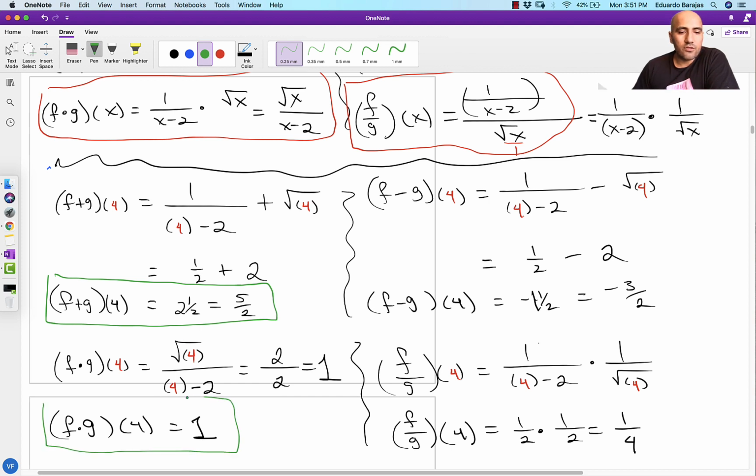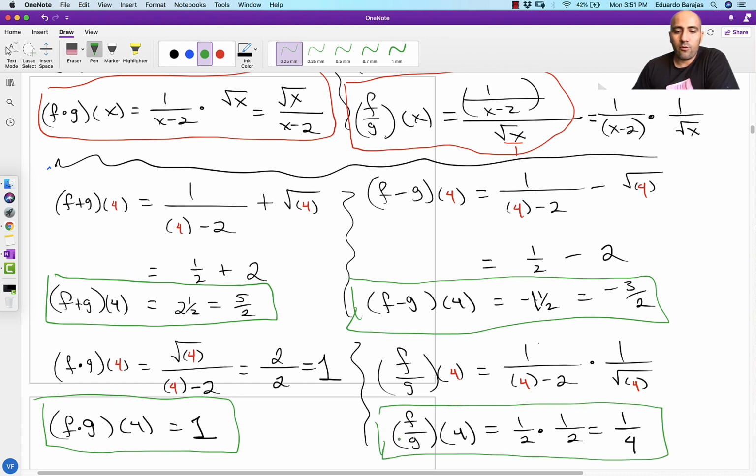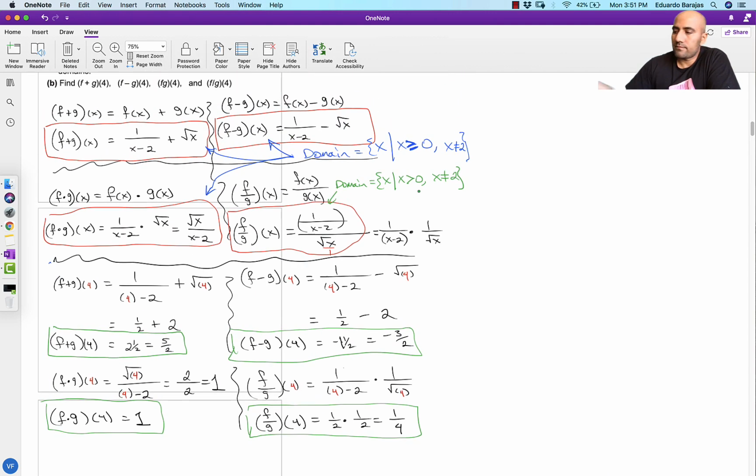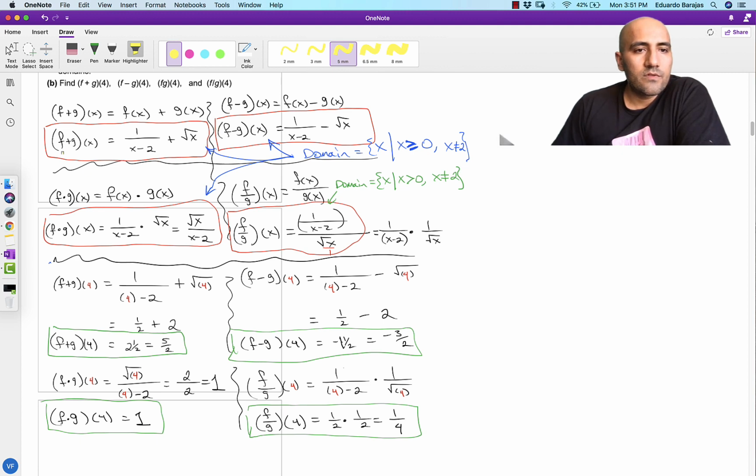So that's the result of this new function evaluated at 4. Here's the result of this function evaluated at 4. And here's the result of this function evaluated at 4. Zoom out. Okay, so this function, f plus g of x, is defined to be this. This function, f minus g at x, is defined to be this. And so when I want to evaluate it, I get this result by plugging in a 4 into each value of x. Same thing with the other ones.